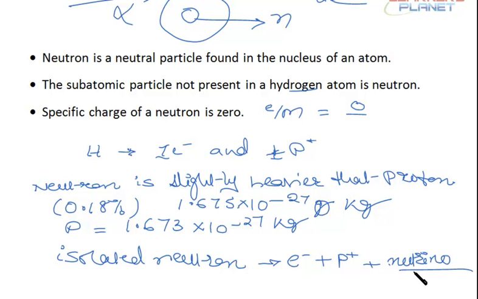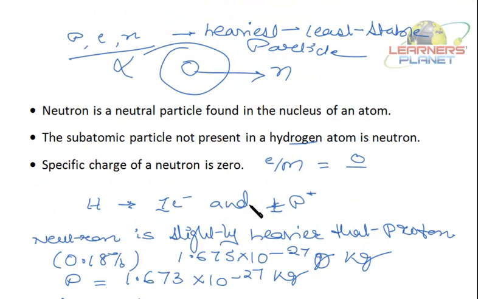They were discovered later. So an isolated neutron is unstable and it disintegrates into electron, proton and a neutrino. So in this case, what is neutron? Neutron is a neutral particle found in the nucleus of atom. It is absent in the hydrogen atom. Do remember this. The charge on the neutron is 0. The mass of neutron, the neutron is slightly heavier than proton.